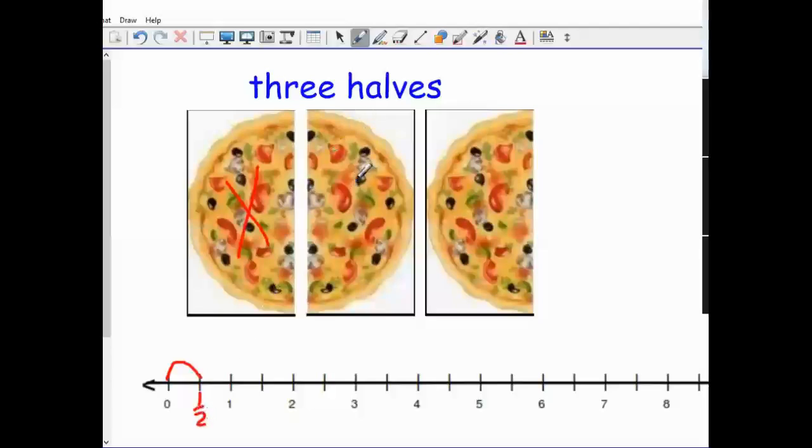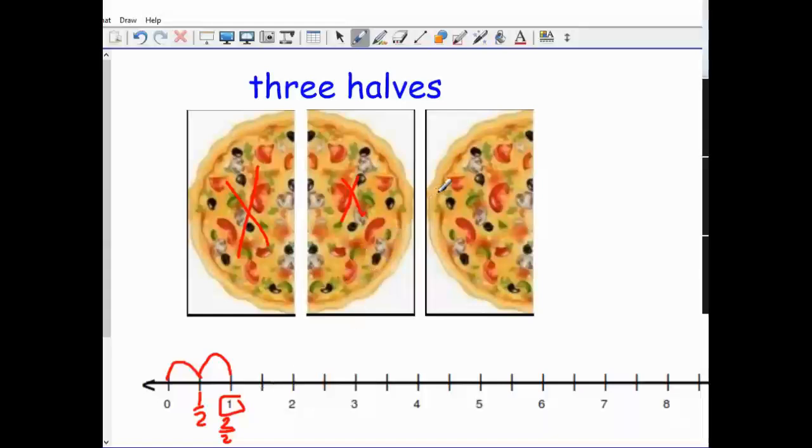Okay, 2 halves, 2 halves here. And I landed on 1. And we said that 2 halves makes 1 whole.